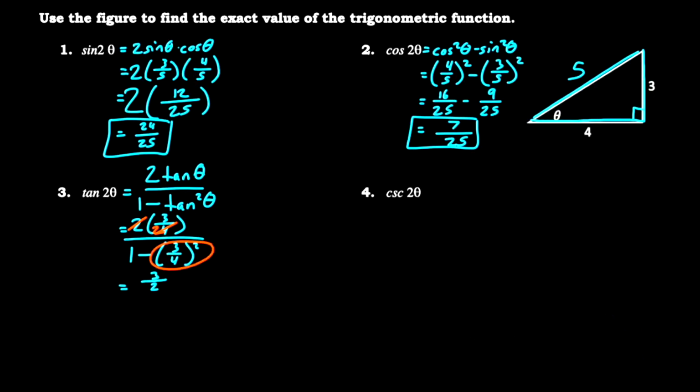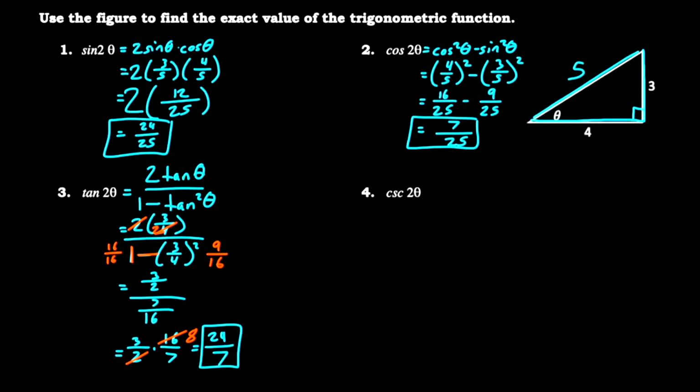And then on bottom, let's see, this fraction, when I square that, that would be 9/16. Okay, so we're taking 1 minus 9/16. Well, this is like 16/16. So again, 16 minus 9 is 7. So this is all over 7/16. And then the last thing I'll do is just change that to multiplying by the reciprocal of the bottom. So 3/2 times 16 over 7. The 2 and the 16 can simplify. That'll become an 8. And then we have 3 times 8, which is 24, over 7.